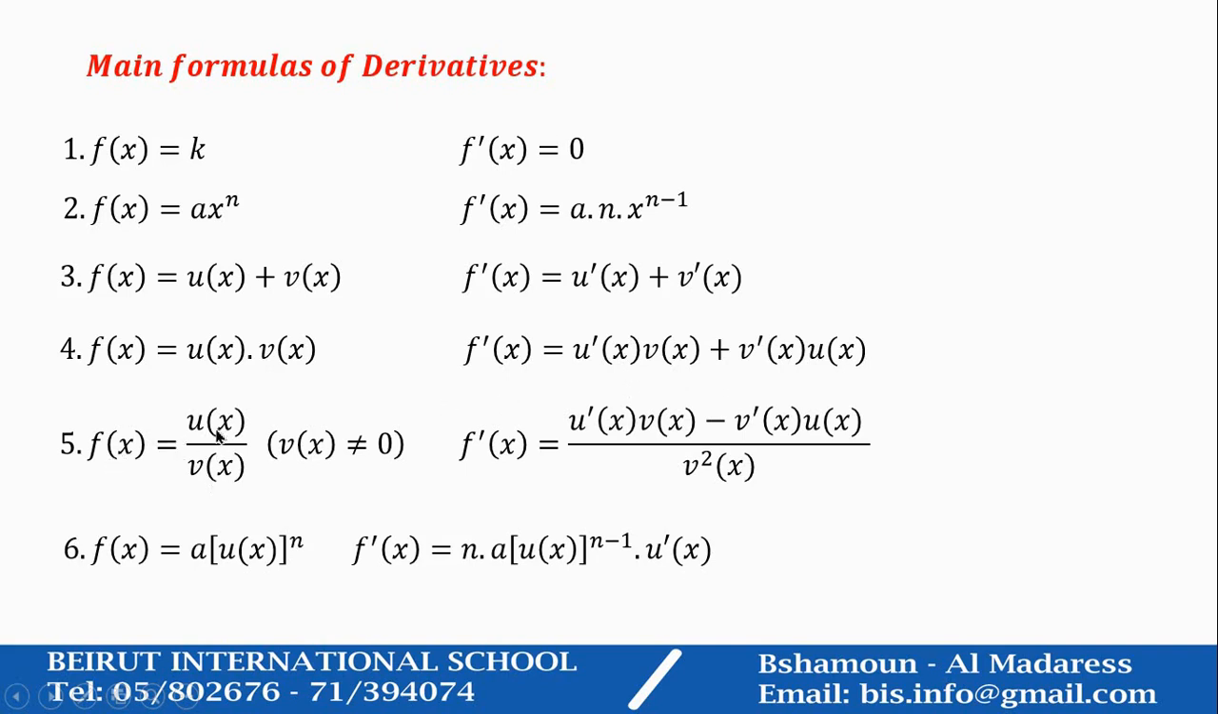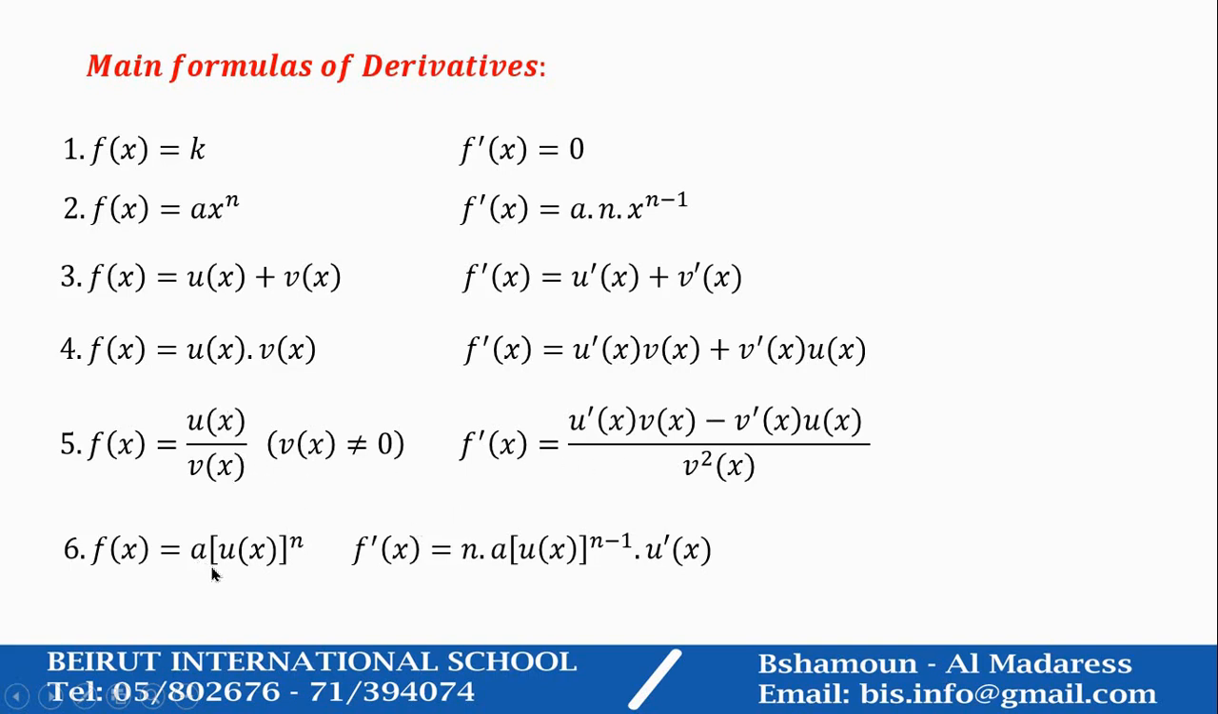You have a ratio of polynomials. Of course, the denominator is different from 0. You have f prime of x is u prime v minus v prime u over v squared. You find u prime and v prime of these, then you substitute.